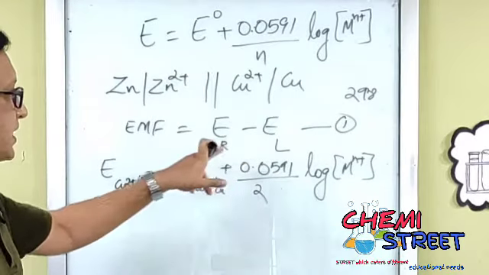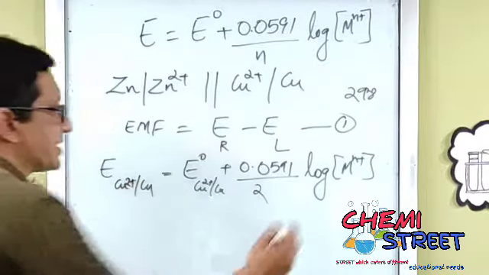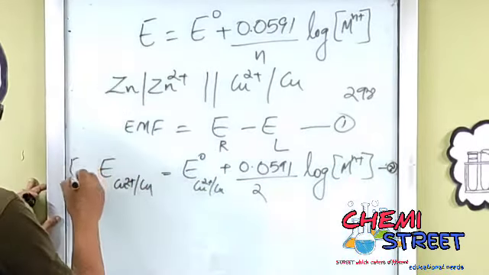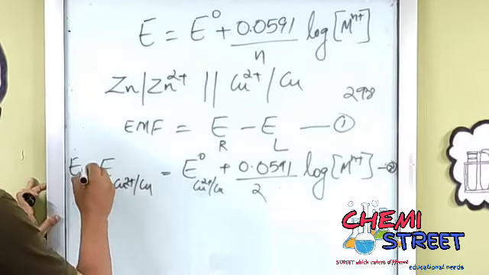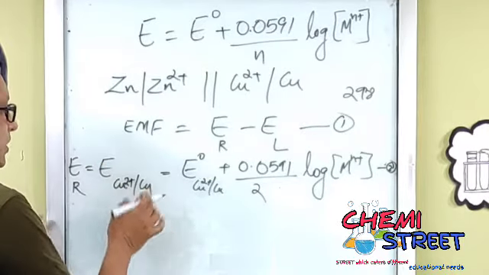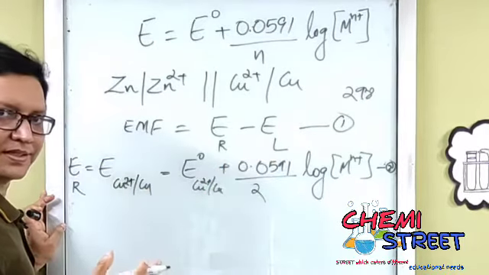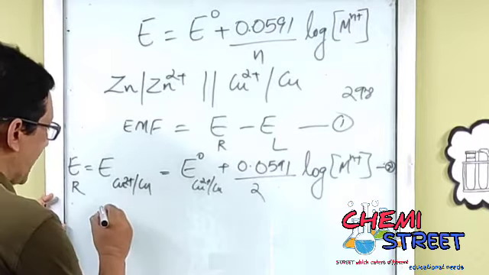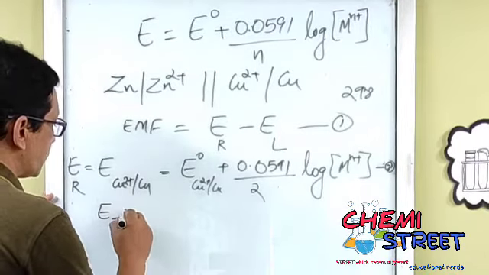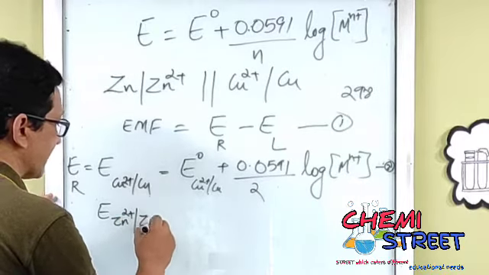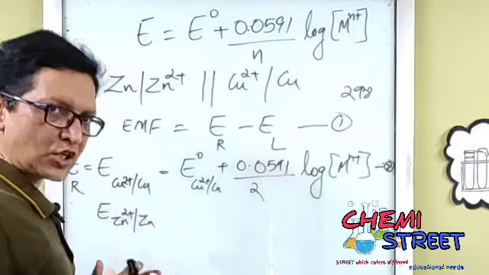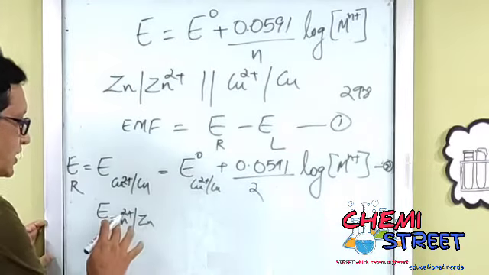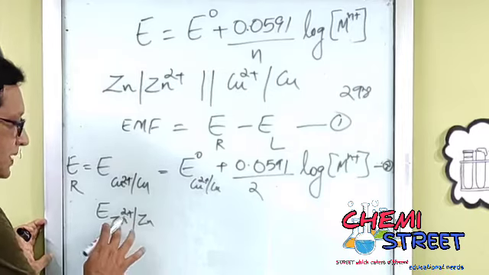Let this be equation number 2. This can also be represented as ER, which is the copper electrode. Now what is E left? The electrode potential of the left hand side, that is the anode. The anode is Zn2 plus bar Zn. In the case of electrodes, we are assuming every electrode is undergoing reduction, Zn2 plus to Zn.